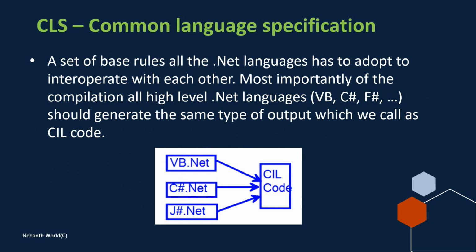First one is the Common Language Specification. As we have already discussed in our earlier videos, .NET has many programming languages like VB.NET, C#.NET, J#, F#, and so on. When we compile all these programming languages, they generate a common language code, that is IL code. A set of base rules must be adopted by all the .NET languages to interoperate with each other. Once you build code in a .NET programming language, it will generate the IL code, and you can use that IL code in another programming language. That's nothing but language interoperability. So CLS is one of the pillars for interoperability. You will get to know that in future videos. Don't worry.